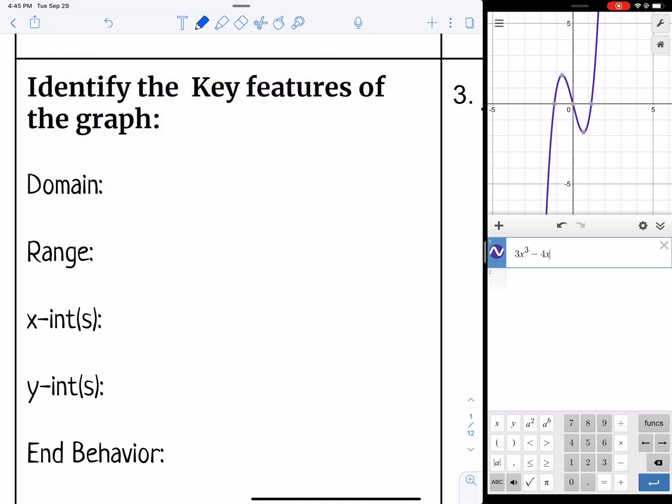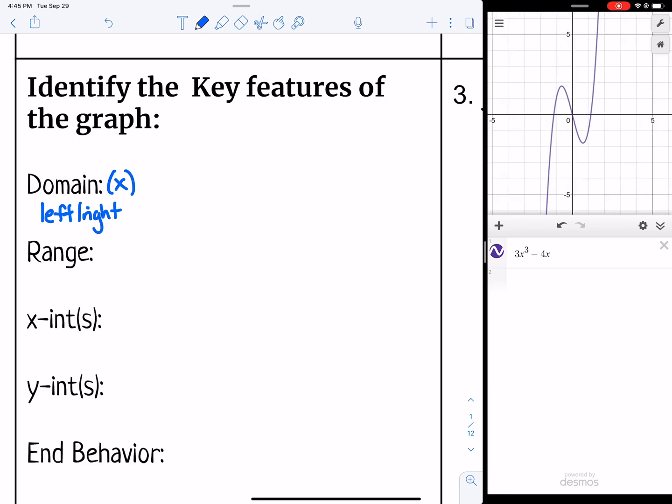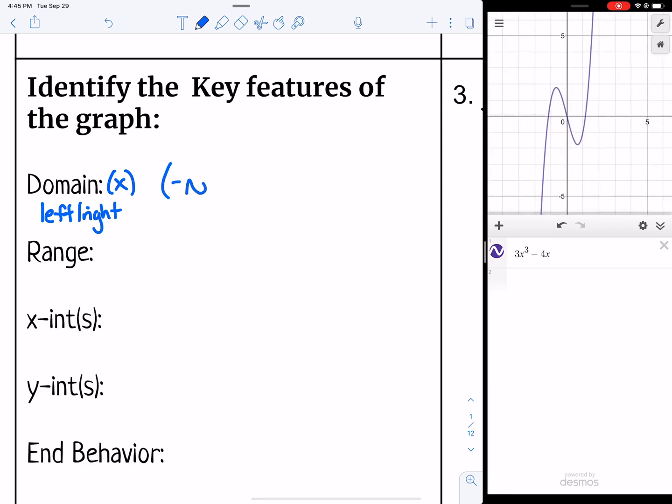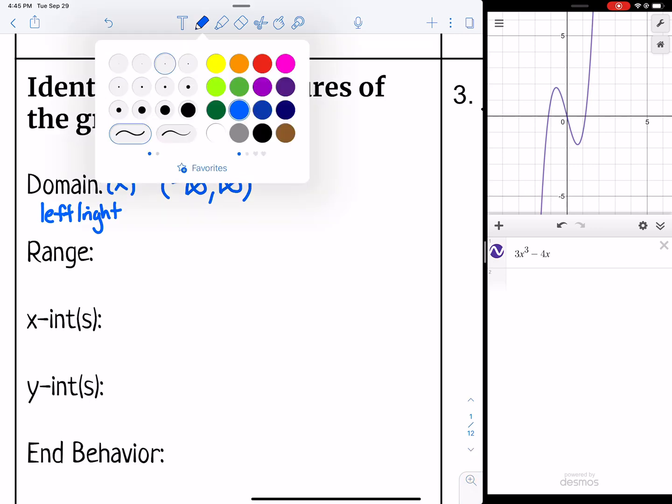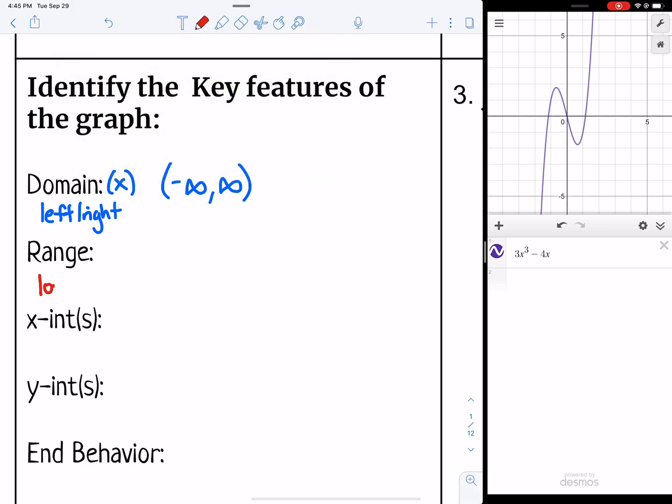So we have our domain, which still goes from left to right. Think of how far this goes left to right. This graph, by the looks of it, is definitely going left forever, so negative infinity, and right forever, so we put positive infinity. For the range, we look at the lowest y value to the highest y value. And this graph is going down forever, so we put negative infinity. And it's going to go up forever, so we put positive infinity.